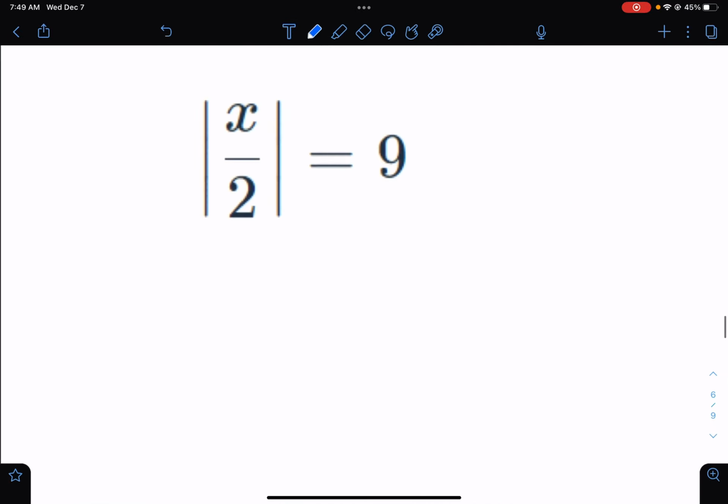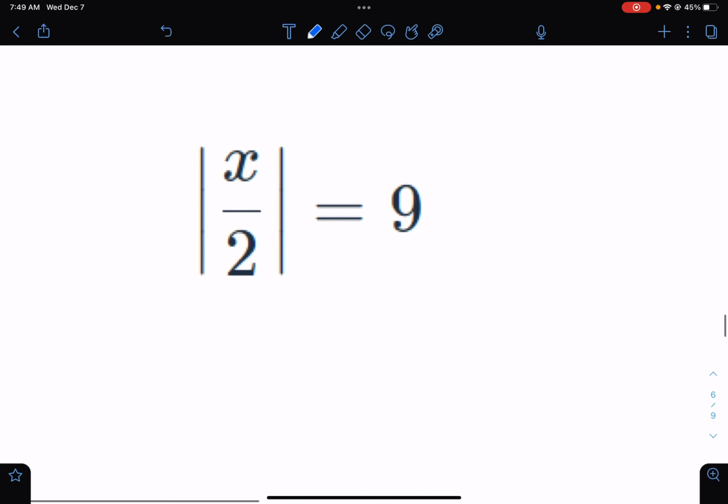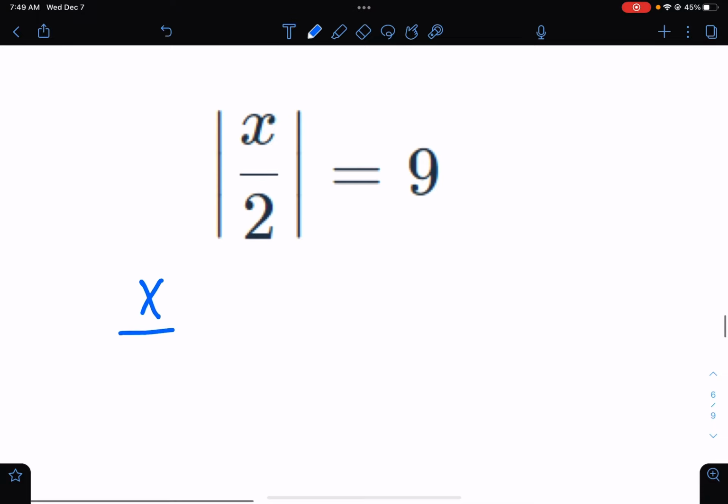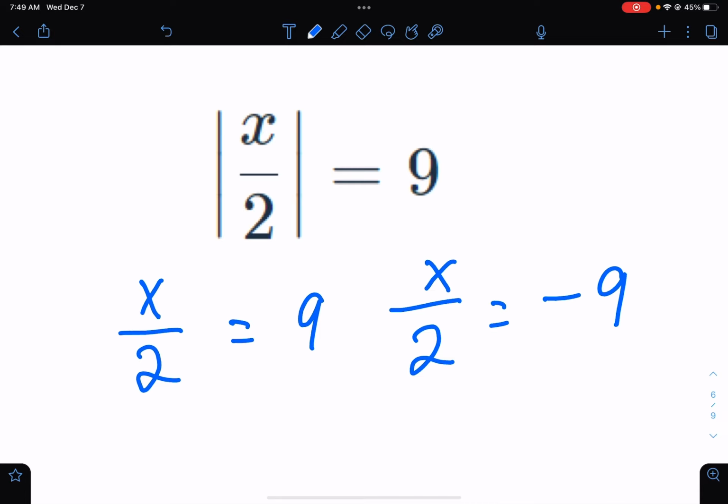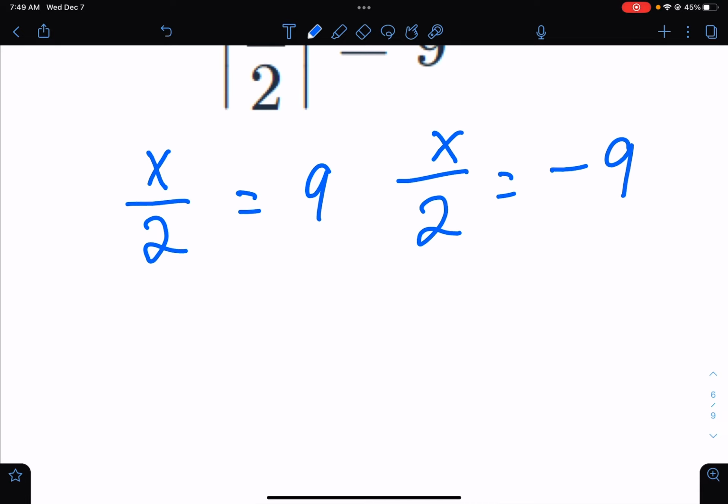All right, same thing here, right? We have x divided by 2. Again, we could end up with a positive 9 or a negative 9. So we're going to say x over 2 equals 9. x over 2 equals negative 9. And then we solve this by multiplying both sides by 2. We get x is 18.